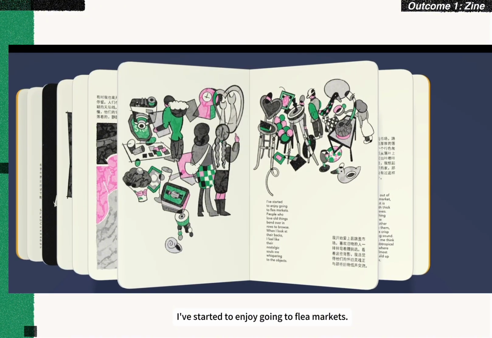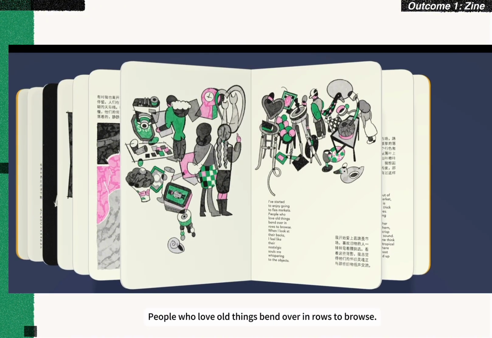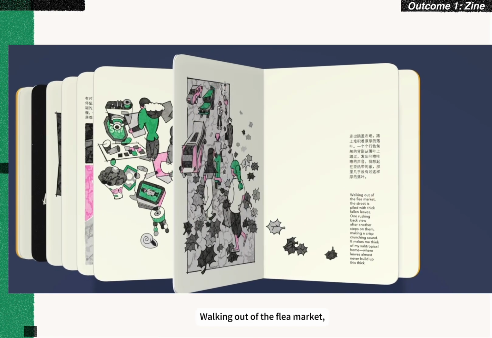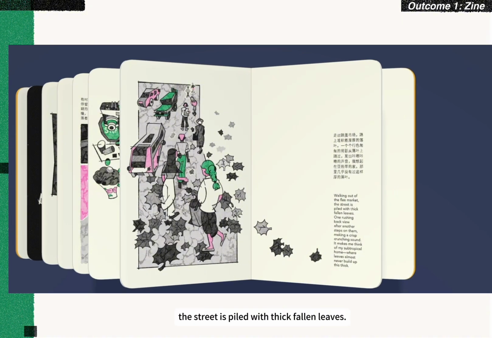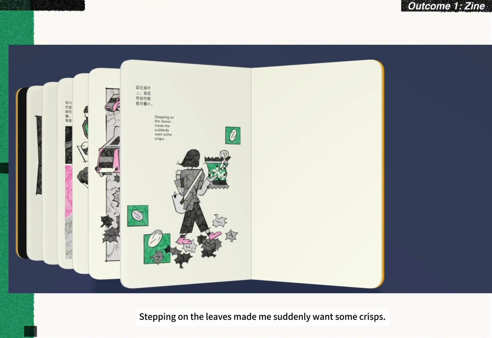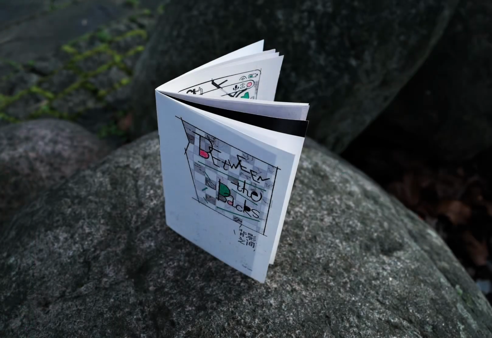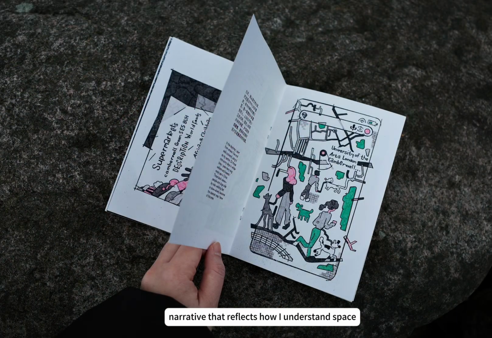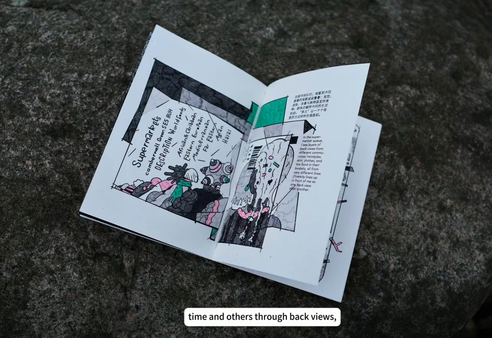I've started to enjoy going to flea markets. People who love old things bend over in rows to browse. When I look at their backs, I feel like their nostalgic souls are whispering to the objects. Walking out of the flea market, the street is piled with thick fallen leaves. One rushing back view after another steps on them, making a crisp, crunching sound. It makes me think of my subtropical home, where leaves almost never build up this thick. Stepping on the leaves made me suddenly want some crisps. These fragments form a nonlinear narrative that reflects how I understand space, time, and others through back views.